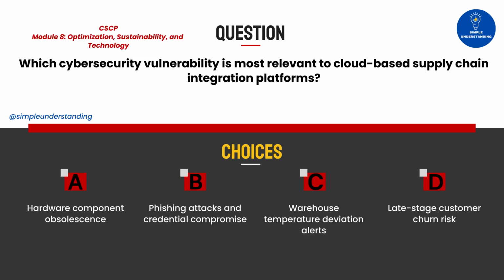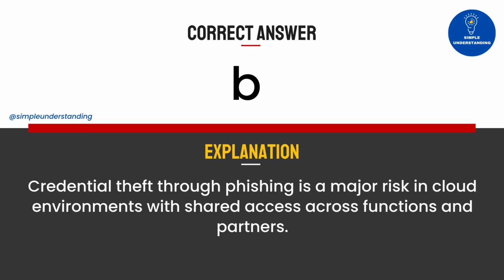13. Which cybersecurity vulnerability is most relevant to cloud-based supply chain integration platforms? A. Hardware component obsolescence. B. Phishing attacks and credential compromise. C. Warehouse temperature deviation alerts. D. Late-stage customer churn risk. Correct answer: B. Explanation: Phishing attacks pose a significant threat to cloud platforms where credential security is paramount.